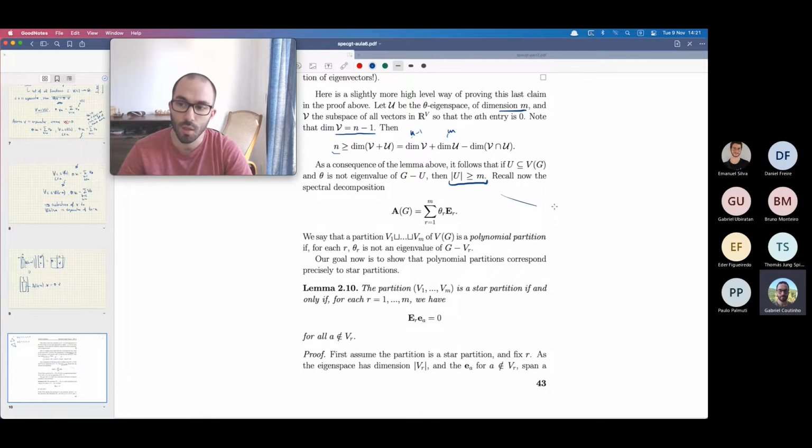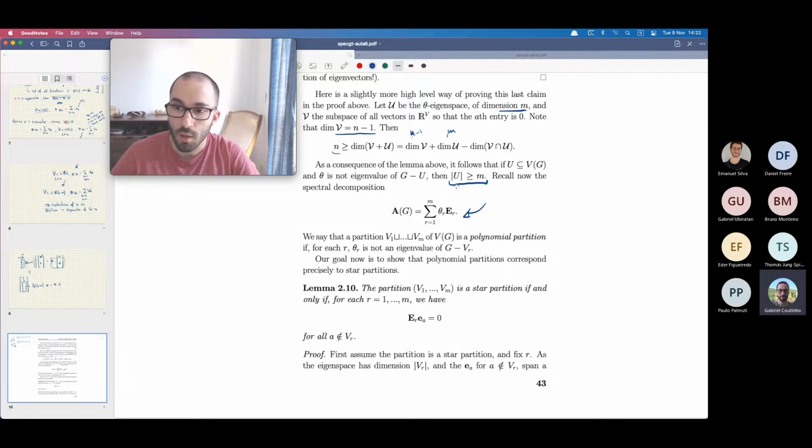Now look at this spectral decomposition again. We say that a partition of the vertex set is a polynomial partition if for each theta r, theta r is not an eigenvalue of G with this vertex set removed. And my goal now is to show that these polynomial partitions are actually the same thing as the star partitions.